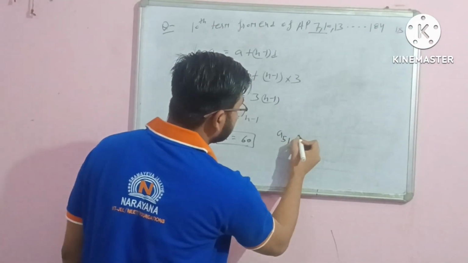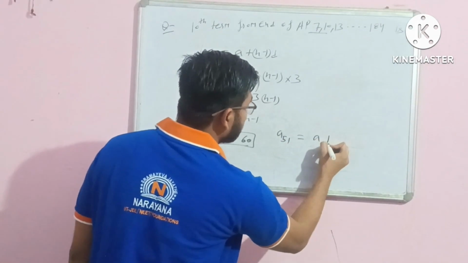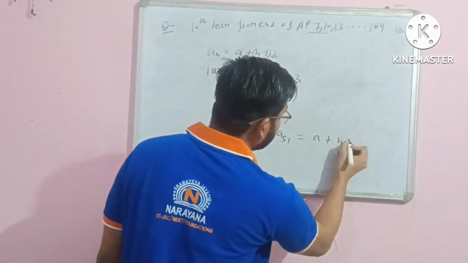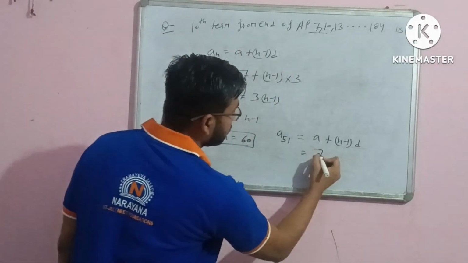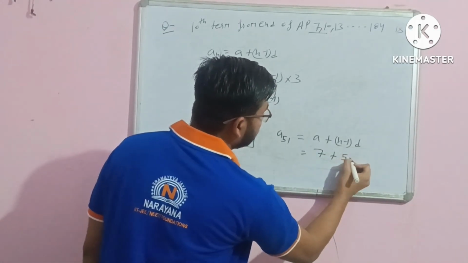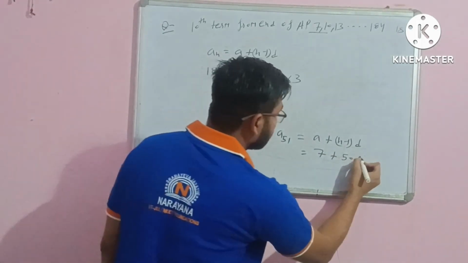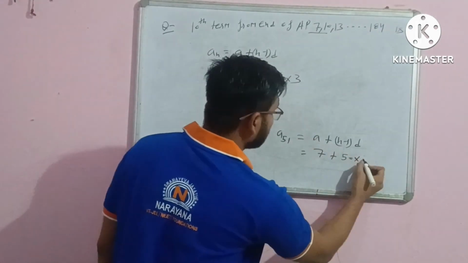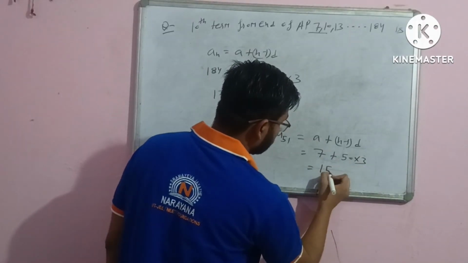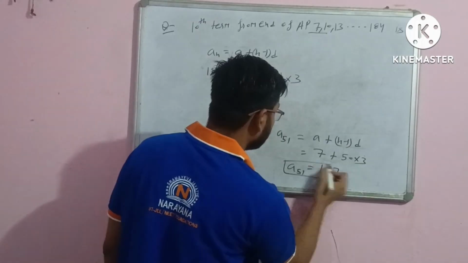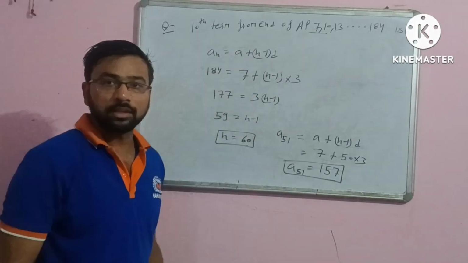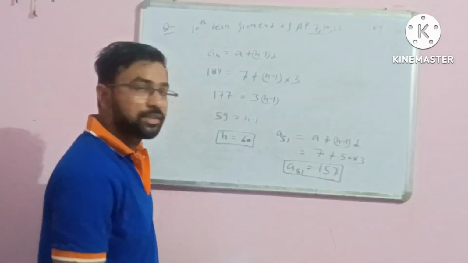So the 51st term becomes equal to a plus (n minus 1) d. So what is the first term here? 7 plus 51 minus 1, which is 50, times d, and d is 3. So the answer will become 157. So the 51st term of this AP is 157.